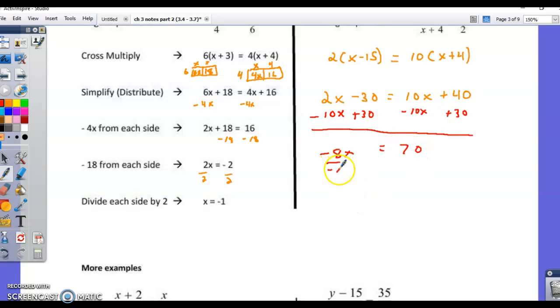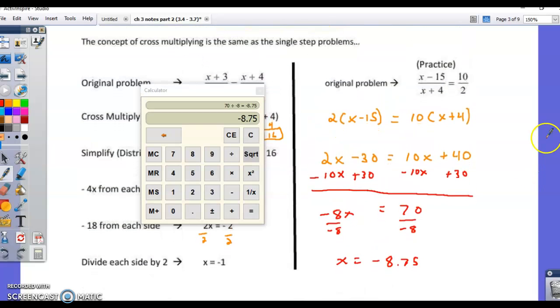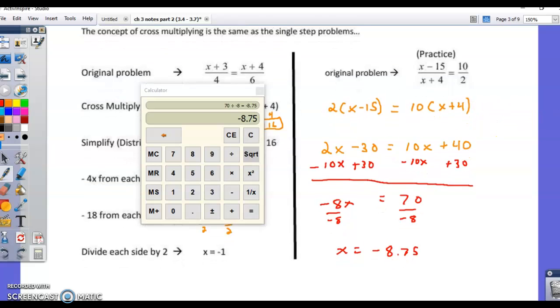Then we can divide by negative 8 on both sides. We have x equals whatever 70 divided by negative 8 is. That gives us negative 8.75. All right, so that is the value of x that makes this true. If I do negative 8.75 minus 15 and negative 8.75 plus 4, it comes out to 10 over 2, which would be 5. So that would make those equivalent.